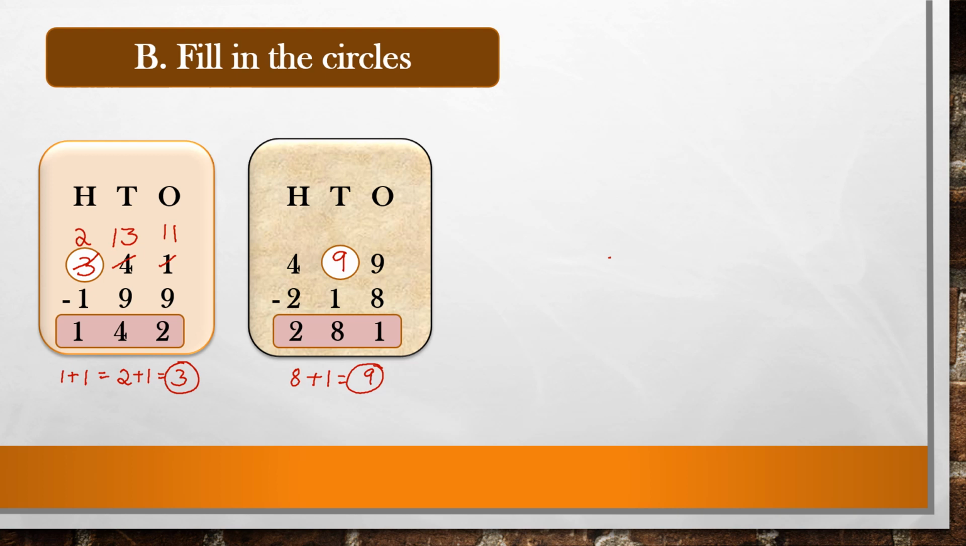In this case you see we need to borrow to the tens place. Then what you need to do? Add 1. That is for 2 you need to add 1 and write the number in the circle.